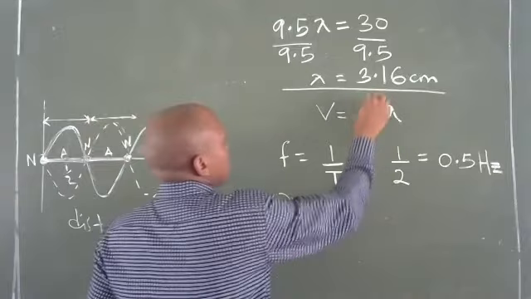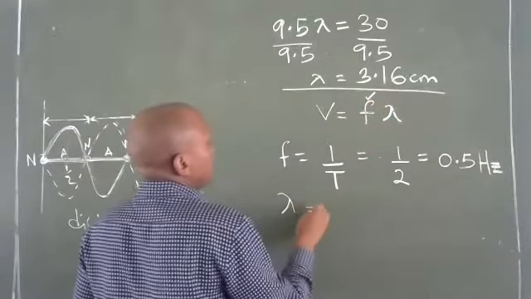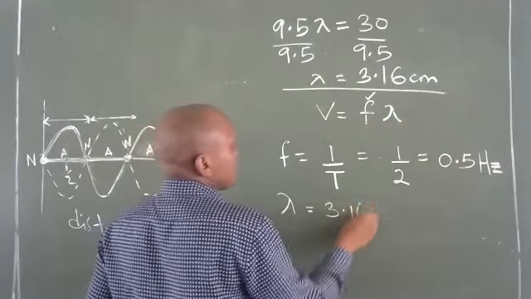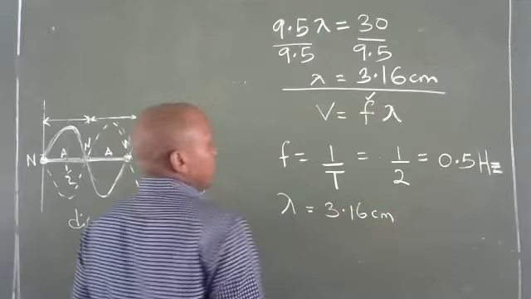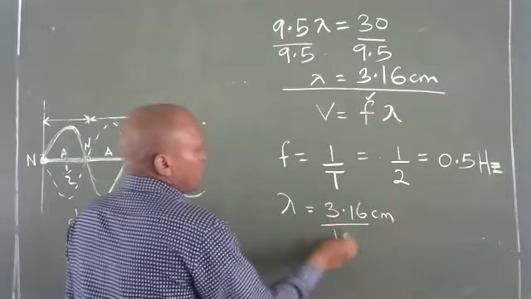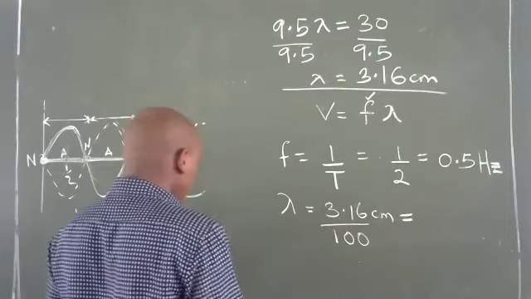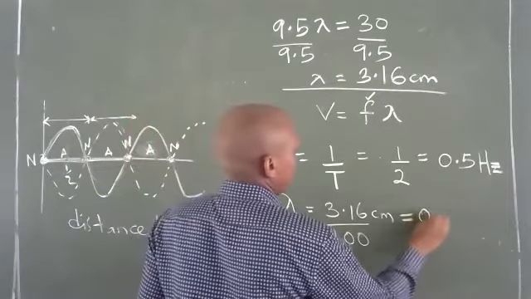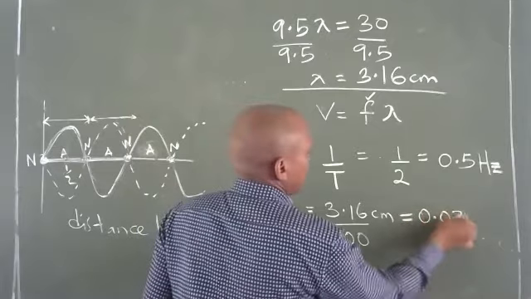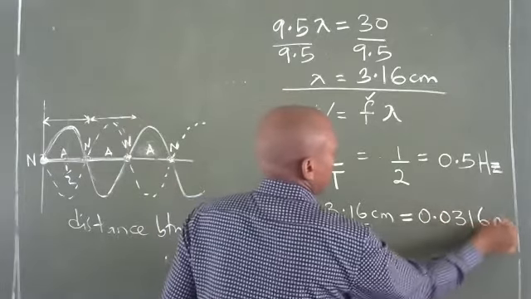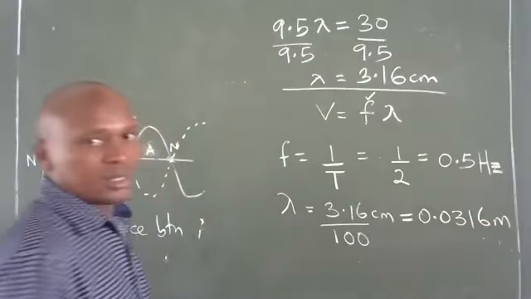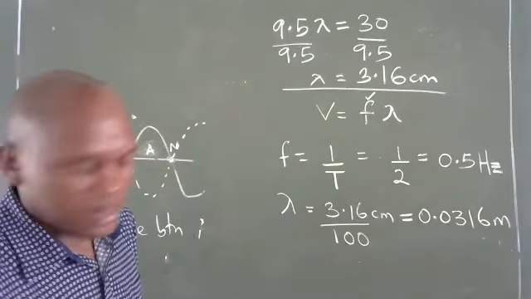So frequency, we have seen frequency. The wavelength was 3.16 centimeters. We have first changed it to meters. Why do we change it to meters? Is it necessary? Yes. It has to be in the SI unit.